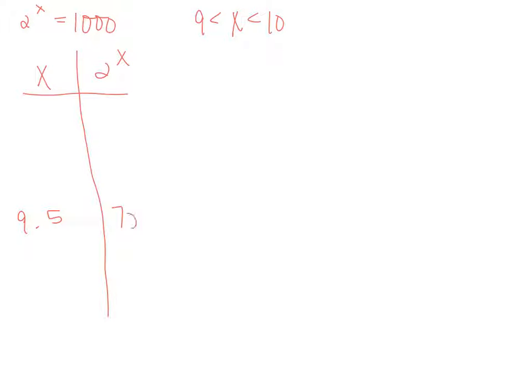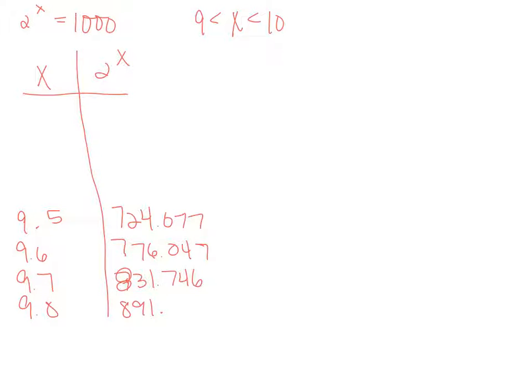and I work my way up or down. So I have 724,077, 2 to the 9.6, 776,047, 8,31,746. This is when I get nervous though. I'm like, oh no, did I make a mistake? Ooh, 2 to the 9.8.